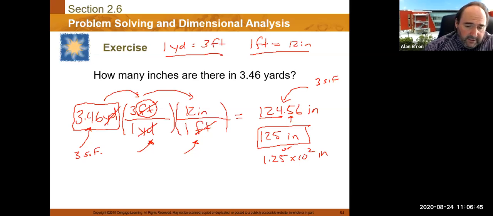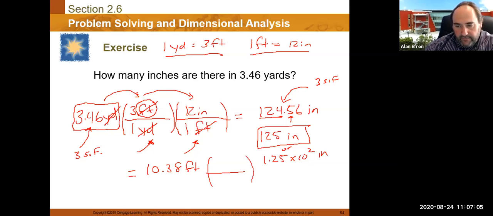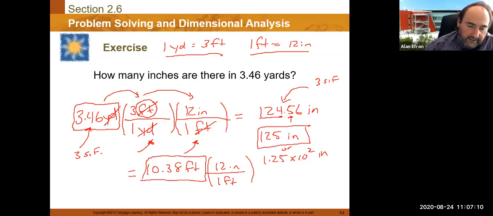Now, you could also have done 3.46 times 3, and in this first step you would have got 10.38, which at that point would have been feet, and then continued on with 12 inches is 1 foot. Again, even though technically this number should have been 3 significant figures, I would not round at that point, and I would continue on until we got to the final answer, which is over here. Final answer. Any questions on that?